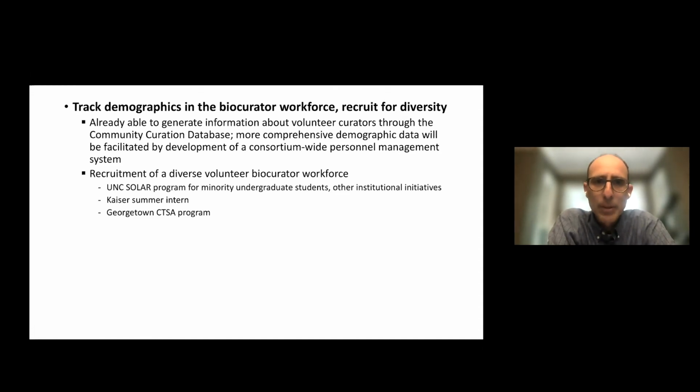Some of the specific things UNC, Kaiser, and Georgetown are doing: we each have different forms of engagement for undergraduate students, whether intern programs or programs attached to the CTSA at Georgetown. UNC has a program called Solar that attracts undergraduate students. Our participation in those initiatives will hopefully help encourage volunteer biocurators to enter our groups.